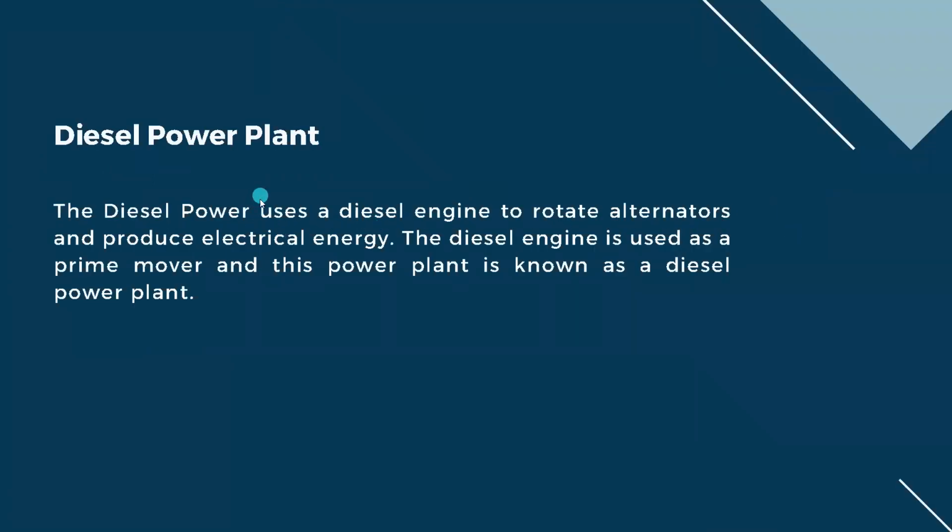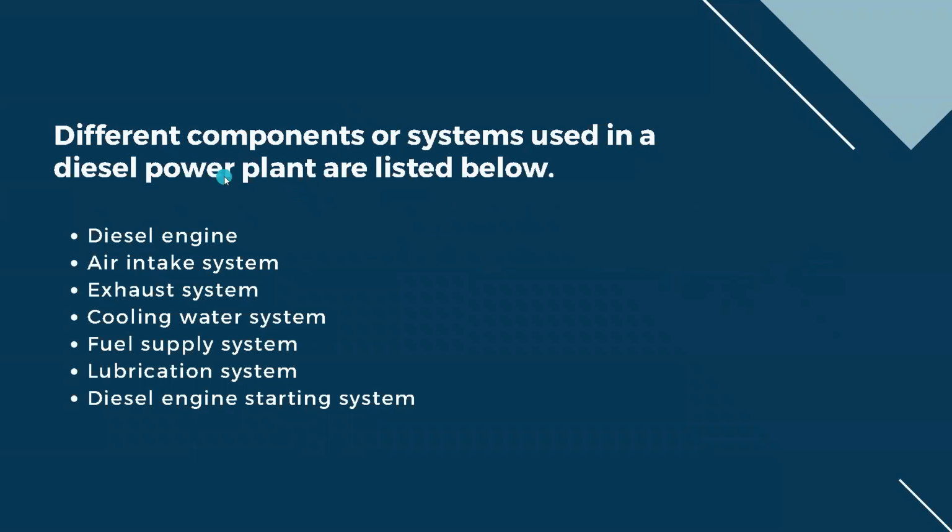So diesel power plant, ano nga ba yung diesel power plant? The diesel power plant uses a diesel engine to rotate alternators and produce electrical energy. The diesel engine is used as a prime mover, and this power plant is known as a diesel power plant. So, the different components or systems used in a diesel power plant are listed below.